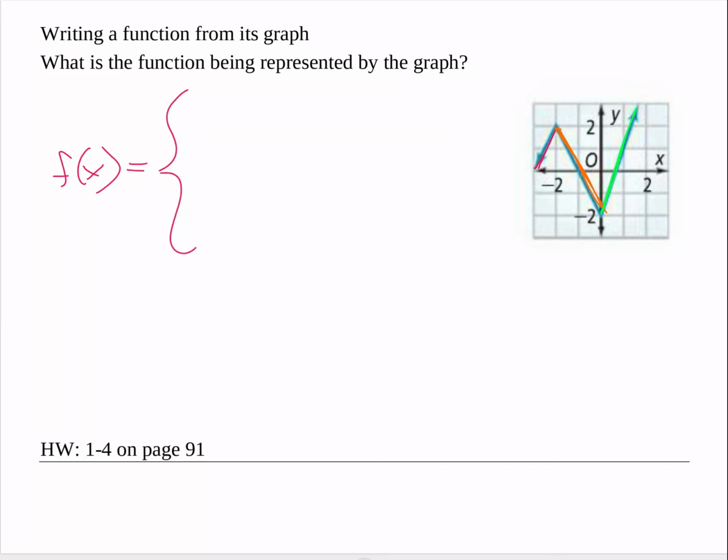What's the slope of the raspberry sorbet flavor one? It's going up. The rise over run: we're going up 2, right 1. So the slope is 2. So you're going to write 2x, and then what's the y-intercept? Plus, because it's going to be up here somewhere, right?